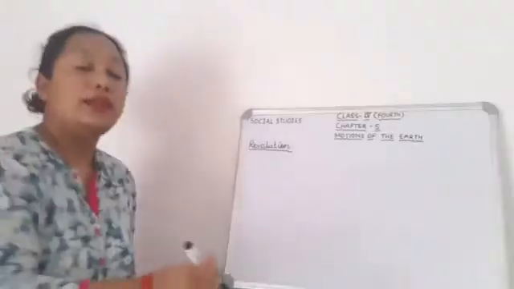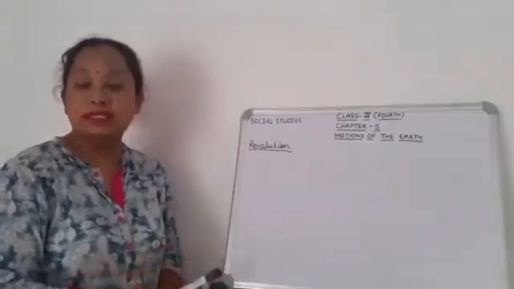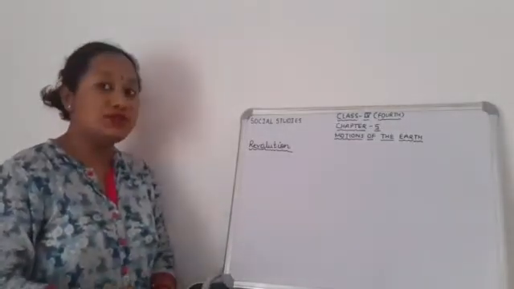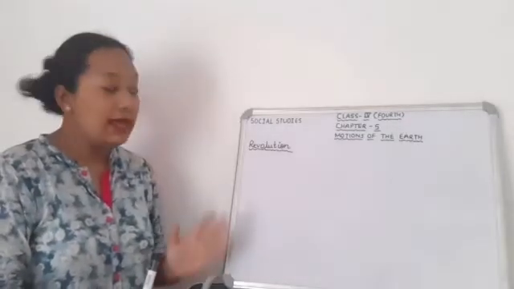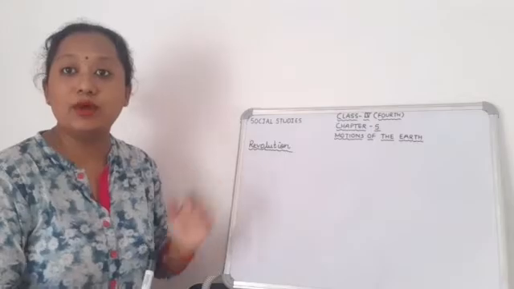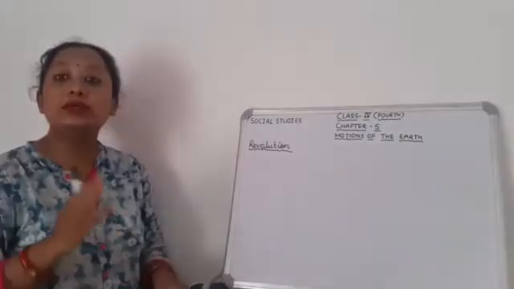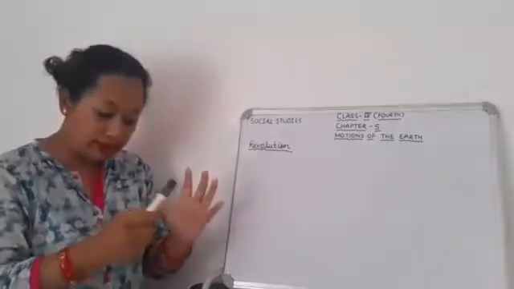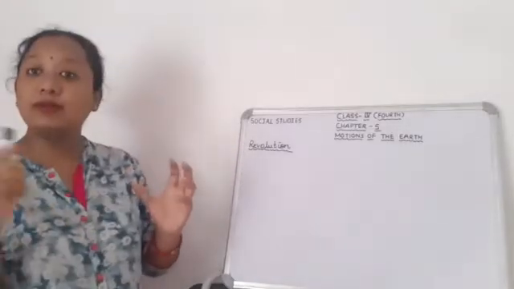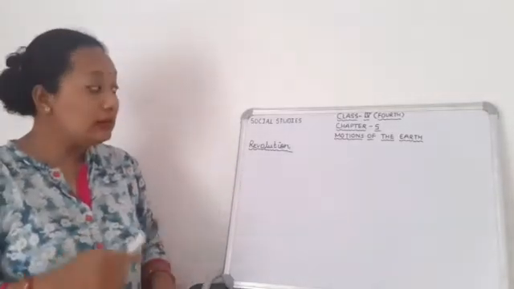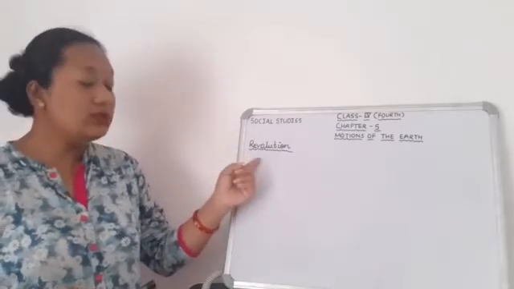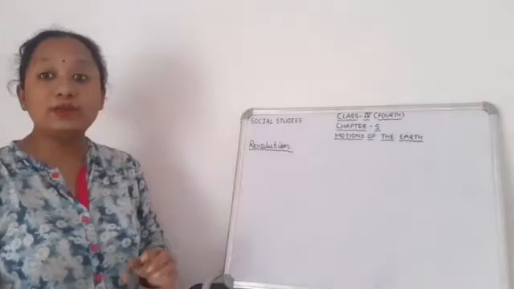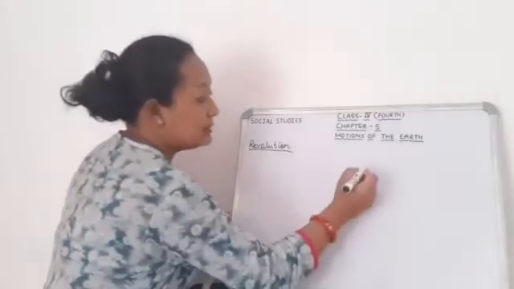Now the second motion of the earth. There are two major motions of the earth. First was rotation, which we did, and the second is revolution. Revolution is the movement of the earth around the sun, and the earth moves around the sun on an elliptical path. Elliptical path means an oval shape like this.